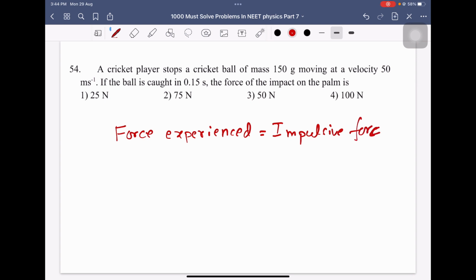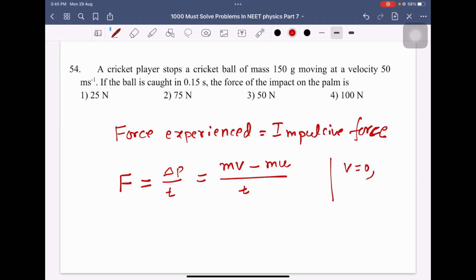What is impulse? Force equal to, from the second law, the rate of change of momentum: change in momentum divided by time taken. What is change in momentum? Final momentum minus initial momentum, divided by time taken. So here what is the final velocity? Final velocity is 0, and initial velocity is 50 meter per second. So this becomes 0, right? So F, change in momentum, is simply mu divided by t.